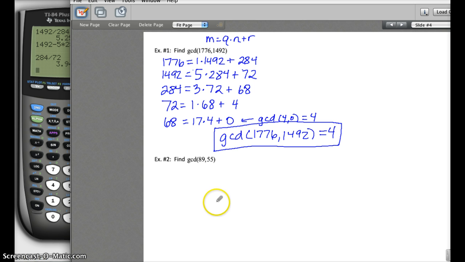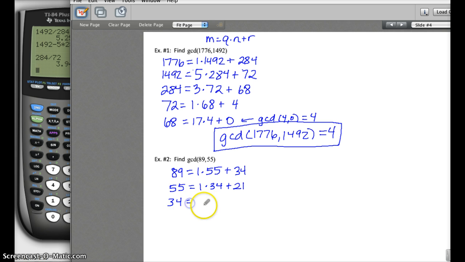Let's try again. A little bit smaller numbers this time, 89 and 55. So we start with the 89 on one side. We'll start with our larger number each time. 55 can go into 89 1 time. So 1 times 55. If we subtract, 89 minus 55 is equal to 34. So bring down the 55. How many times can 34 go into 55? Well, 1 time. If we subtract, our remainder is 21.